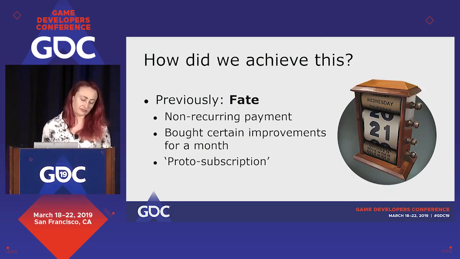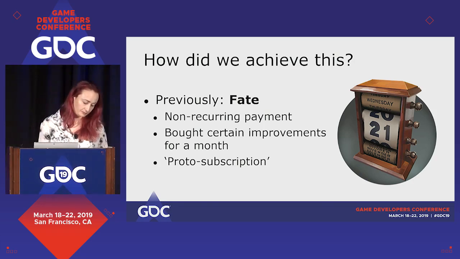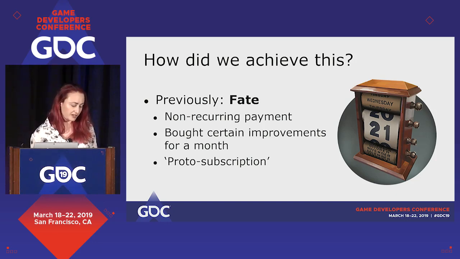So how did we set up Fallen London in such a way that it would support the company? Well, originally, it had a more traditional free-to-play setup. We have an in-game currency called Fate. Once a player had bought Fate for real-world money, it could be used for a variety of one-off purchases throughout the game. It could also purchase certain improvements to the gameplay experience for a month, but it didn't auto-renew. In a way, it was like a proto-subscription. We called it Exceptional Friendship.